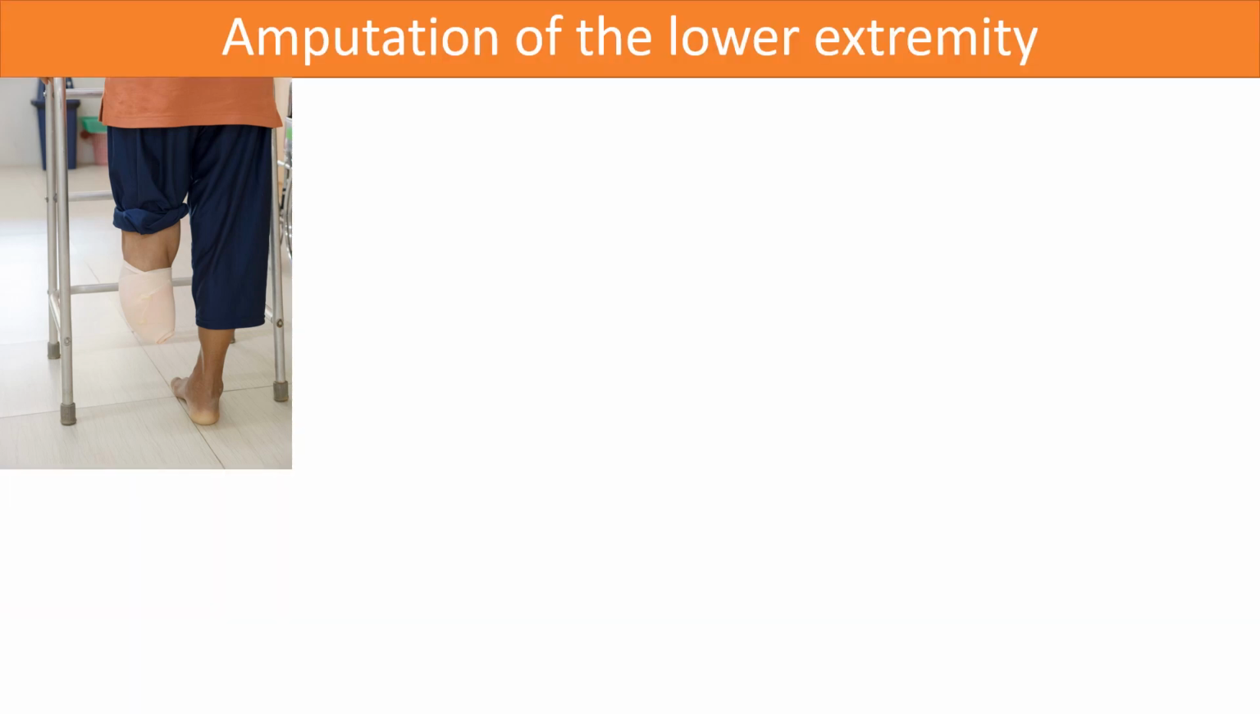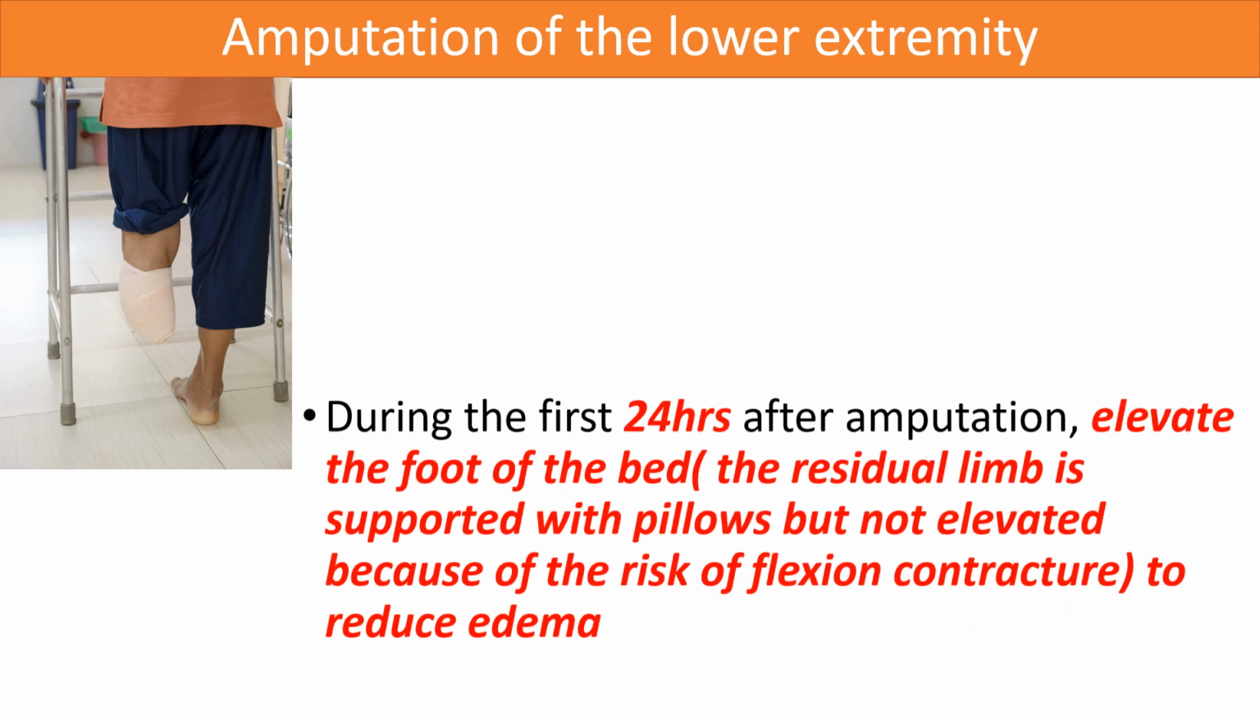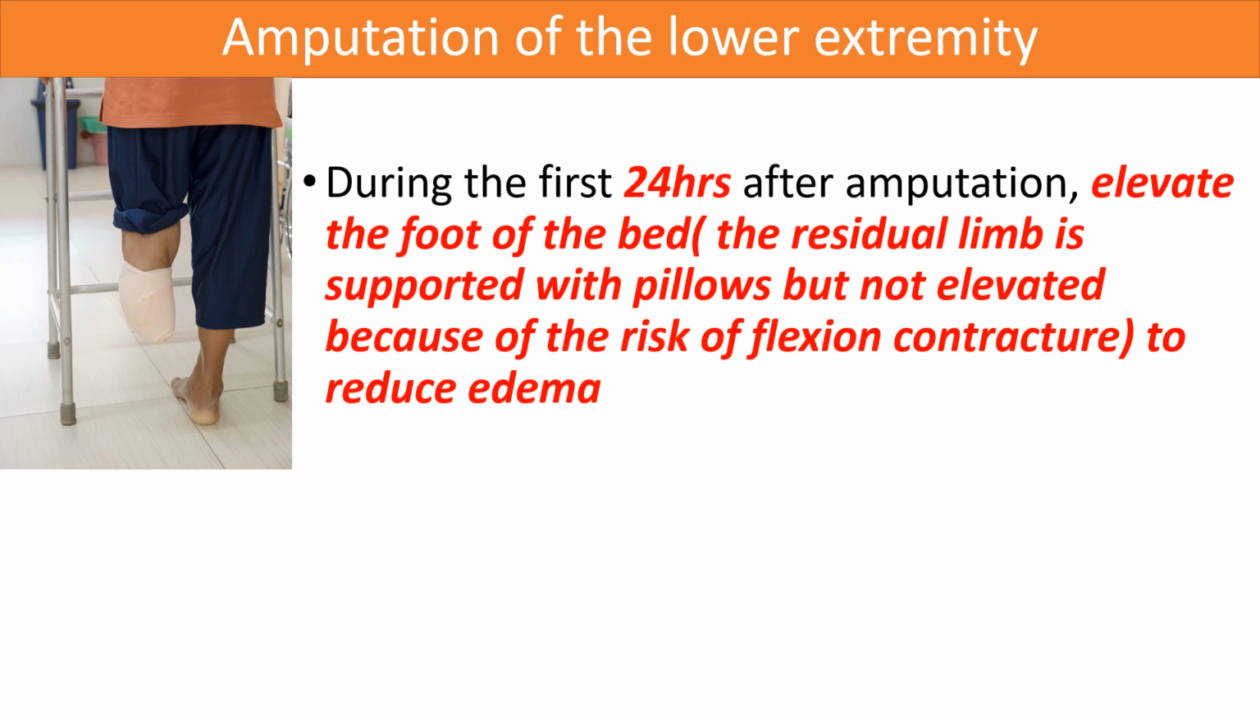Okay, so the next one we're going to be looking at will be amputation of the lower extremity. During the first 24 hours after amputation, we elevate the foot of the bed. The residual limb is supported with a pillow, but not elevated, because of the risk of flexion contracture, to reduce edema.